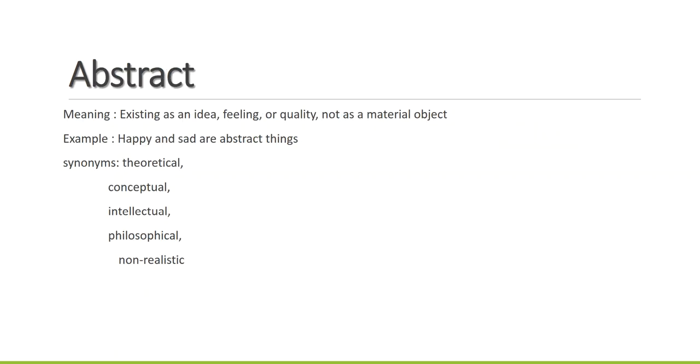And the next one is abstract. Meaning is existing as an idea, feeling or a quality, not as a material object. And the example is happy and sad are abstract things. Synonyms are theoretical, conceptual, intellectual, philosophical, non-realistic.